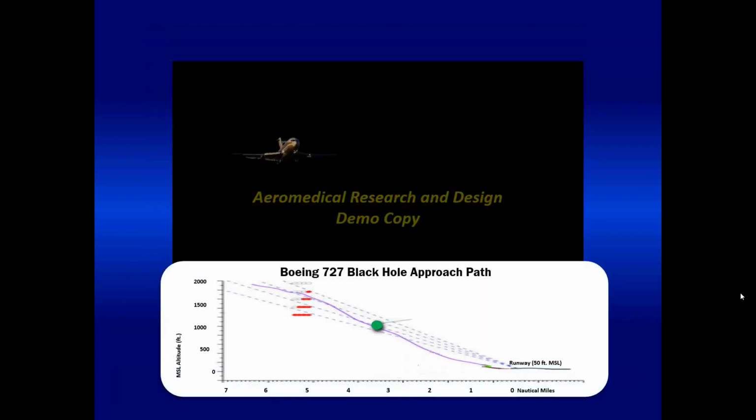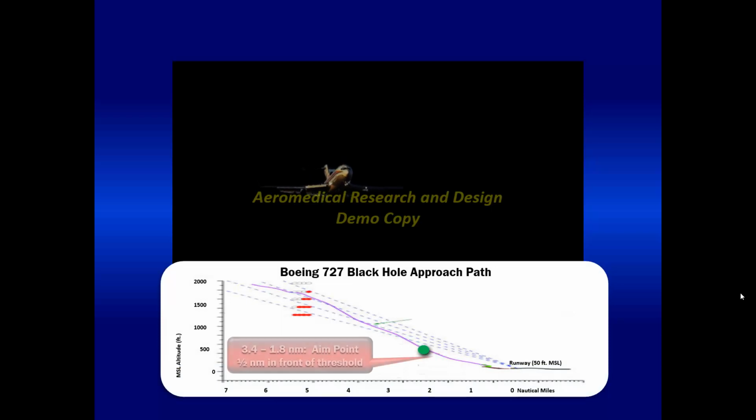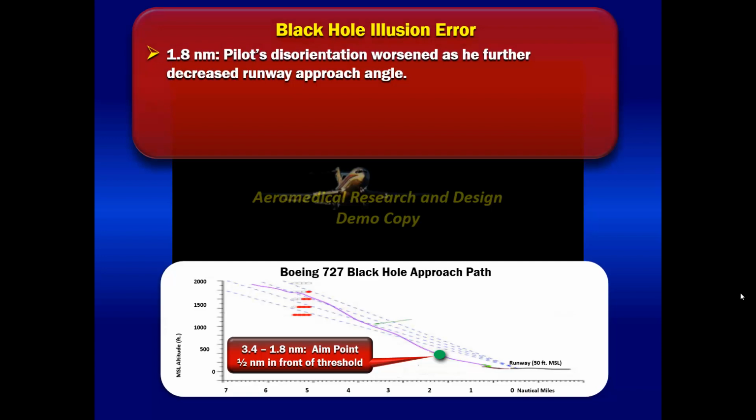As the distance of the runway decreased from 3.4 to 1.8 nautical miles, the flight path remained relatively stable. However, despite having the runway clearly in sight, the pilot's aim point was still a half nautical mile in front of the threshold. Upon reaching a distance of 1.8 nautical miles, the pilot's disorientation seemed to worsen as he further decreased their runway approach angle, which was already well below the FAA minimum safe limit.